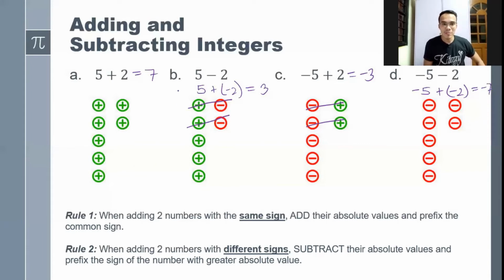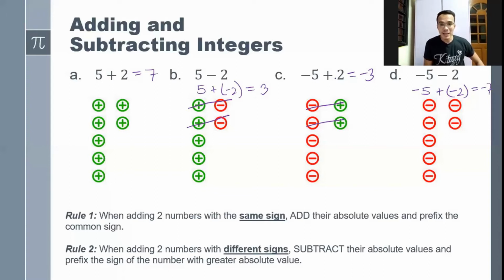Just like here in letter B, 5 is positive and 2 is negative. 5, negative 2, just get their absolute values. In other words, just ignore the sign. 5 and 2, get the difference. It's 3. What's the sign of the bigger number? It's positive. So the answer here is positive.